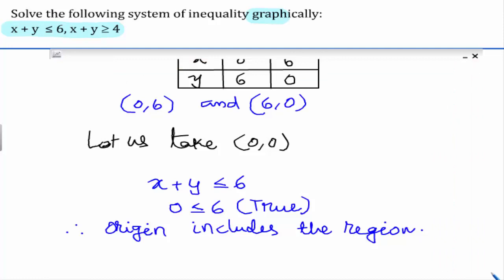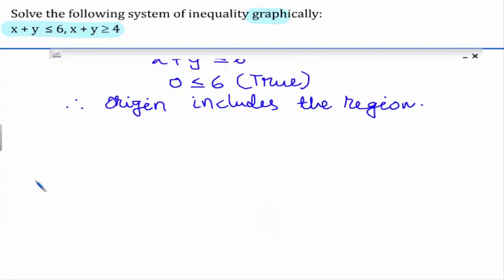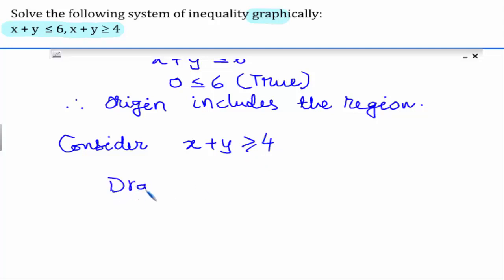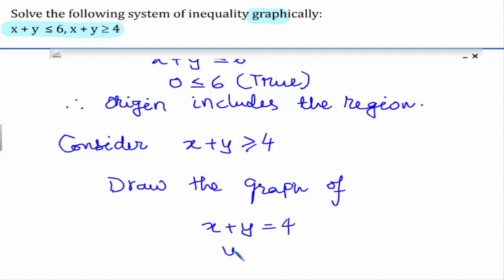Now let us consider the second inequality, which is x plus y greater than or equal to 4. Now to find out the solution for this, we have to draw the graph of x plus y is equal to 4. So that is y is equal to 4 minus x.